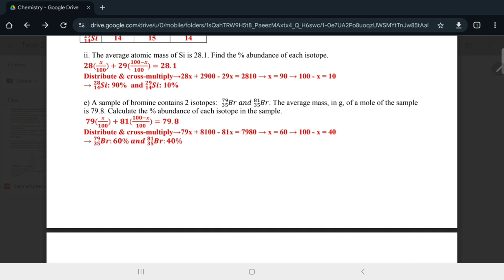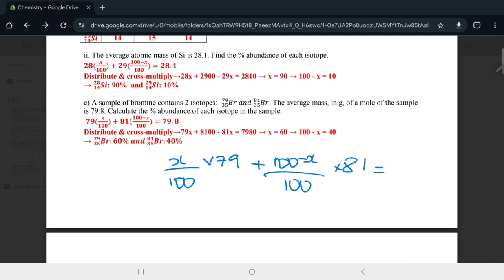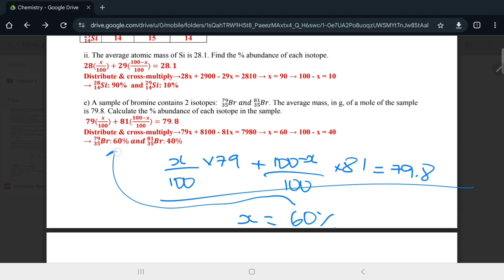A sample of bromine contains two isotopes. The average mass of one of the samples, it's just the same one, there's no trick. X over 100 multiplied by 79 plus 100 minus x over 100 multiplied by 81, and you put it equal to 79.8. Plug it into the calculator. You will get x is equal to 60. So this is the answer for the first isotope, and then you do 100 minus 60 to get 40 for the second isotope.